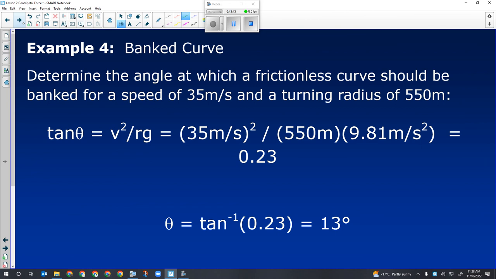Okay, so with a banked curve here, if we want to determine the angle at which a frictionless curve should be banked for a speed of 35 meters per second, this is our banked curve formula. We would use it to calculate what theta would be, and it would require us to basically just manipulate this by bringing tan over to the other side, which means doing inverse tan of v squared, so 35 squared, divided by 550 times 9.81, and that will give us an angle of bank of 13 degrees. The 13 degrees doesn't seem like much, but that's a pretty extreme angle of bank.